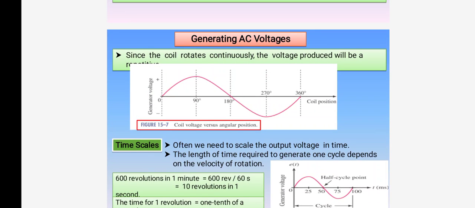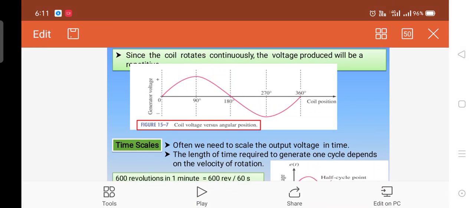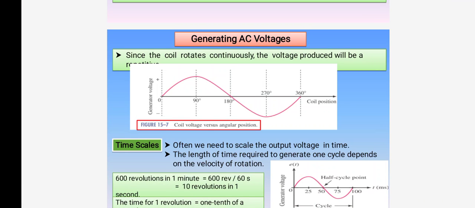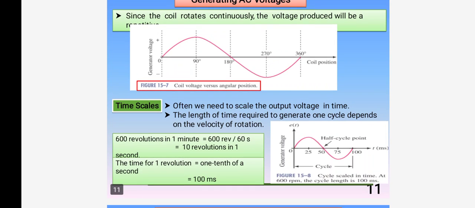So generating AC voltage, since the coil rotates continuously, the voltage produced will be high. Often we need to scale the output voltage in time. The length of time required to generate one cycle depends upon the velocity of the rotation.